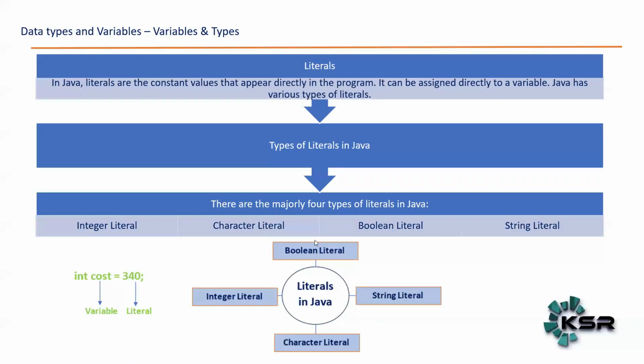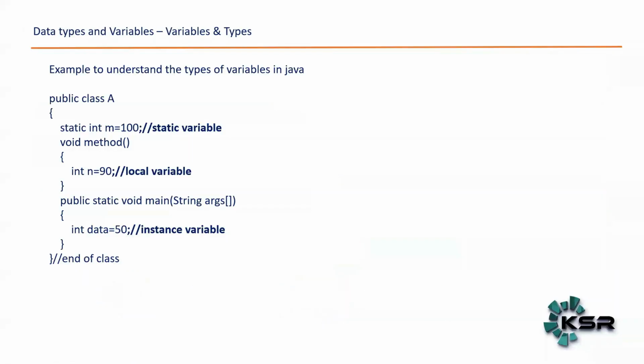Okay, so what is a literal? The next concept is variables. We are clear, right? No doubts. There are three variables: static variable, local variable, instance variable. Static variable, we use it for memory purposes. It is not going to change the value. Any kind of class can access it.